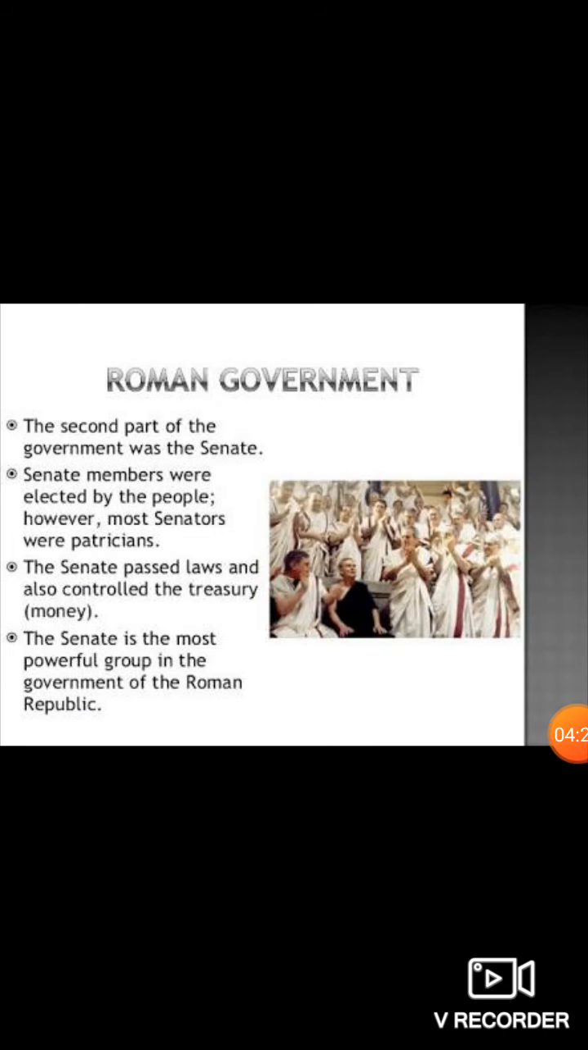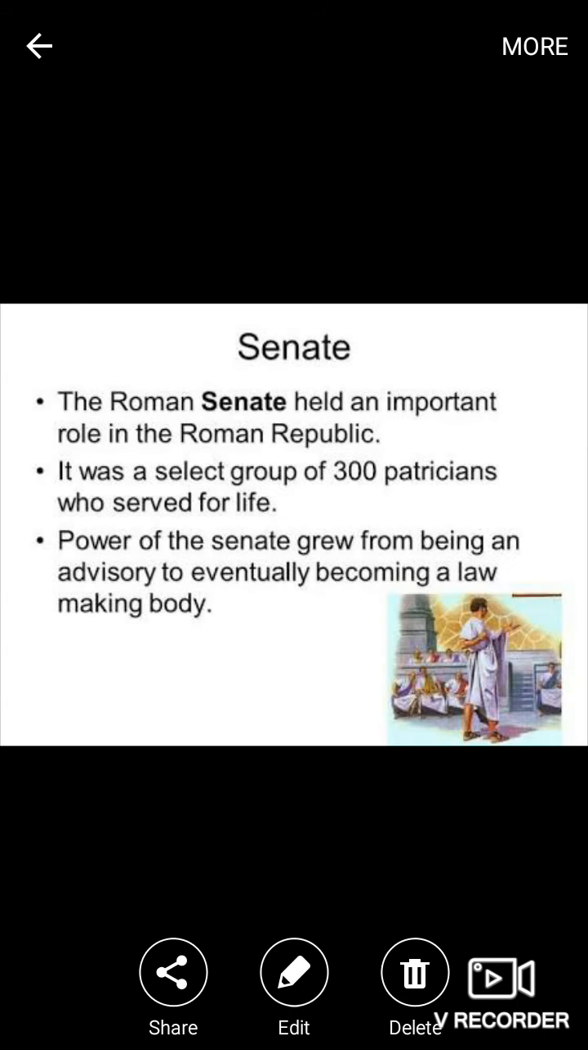If we talk about the Roman government, the head of the government was the ruler. The second part of the government was the Senate. Senate members were elected by the people. However, most of the senators were patricians, or they belonged to the rich, wealthy landowner class. The Senate passed laws and also controlled the treasury. The Senate was the most powerful group in the government of the Roman Republic.